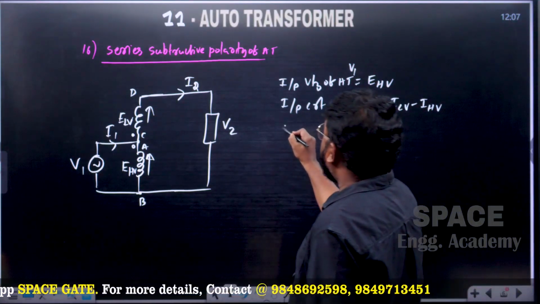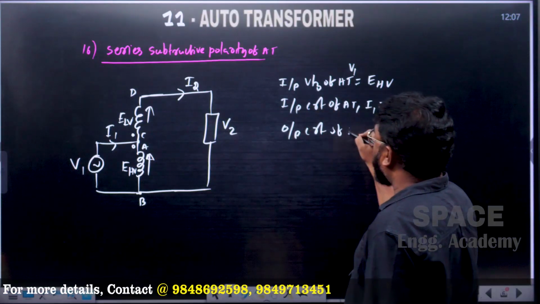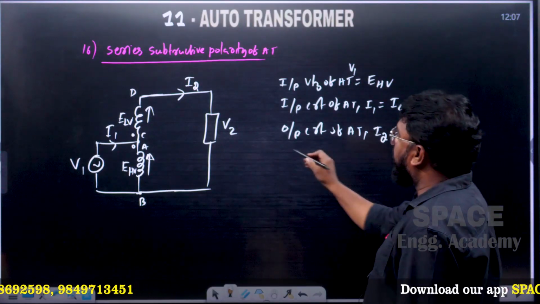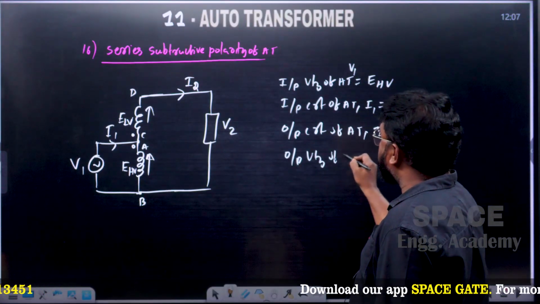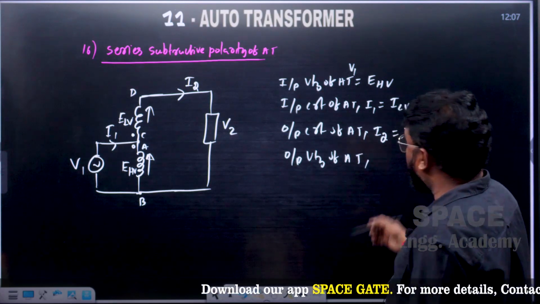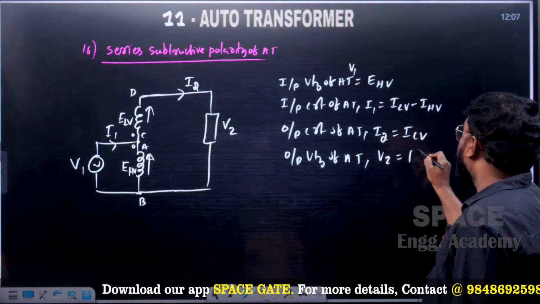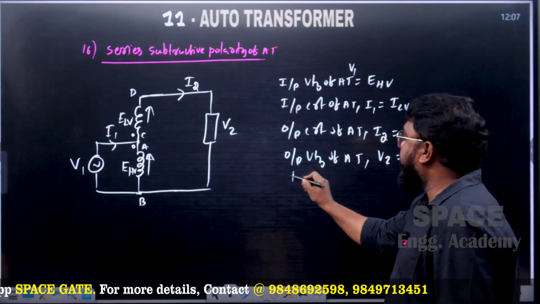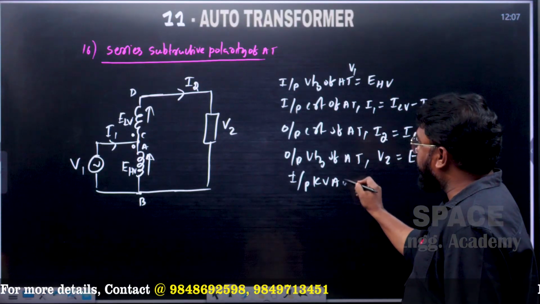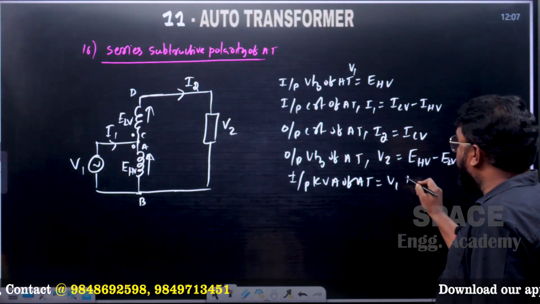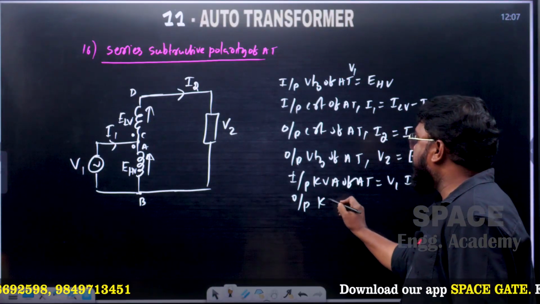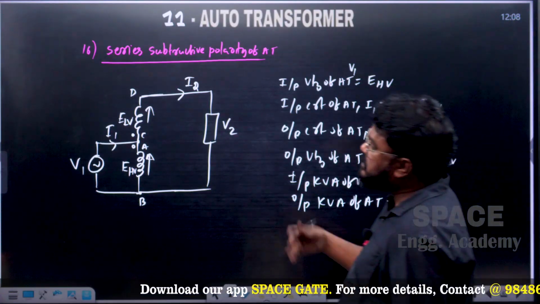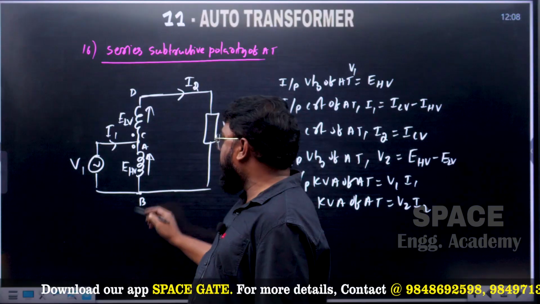ILV is more. And next one, output current of auto transformer is equal to I2, so that is ILV, and output voltage of auto transformer V2 is equal to, voltage will be subtracted, EHV minus ELV, and input kVA of auto transformer is equal to V1 into I1, and output kVA of auto transformer is equal to V2 multiplied by I2. So these are the equations.